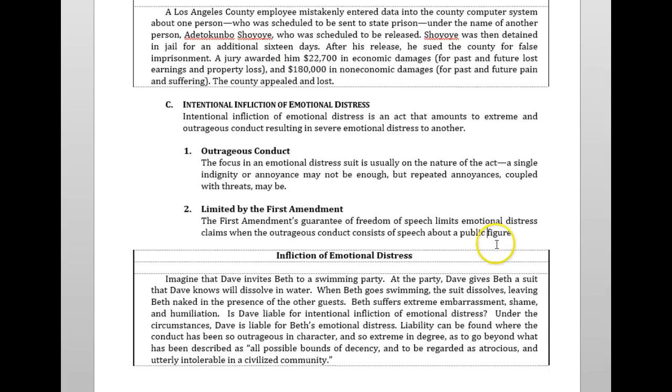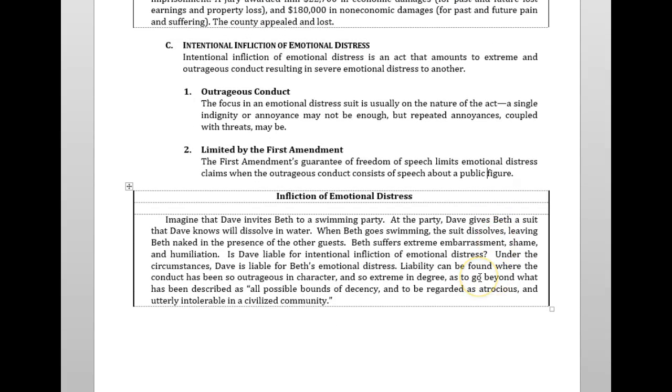But here is an example, and this is an interesting one. Dave gives Beth a swimming suit that will dissolve in the water, and she goes swimming in it, and the swimming suit obviously dissolves, and she suffers extreme embarrassment. And it asks, is Dave liable for this? Under the circumstances he is, and he can be sued for damages for that.